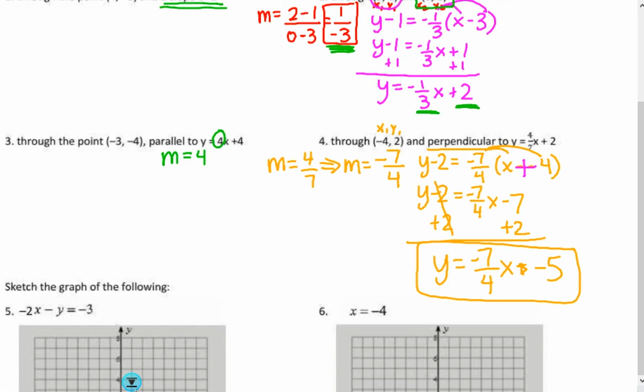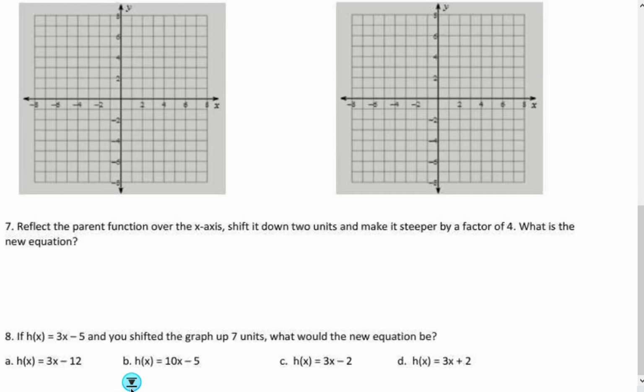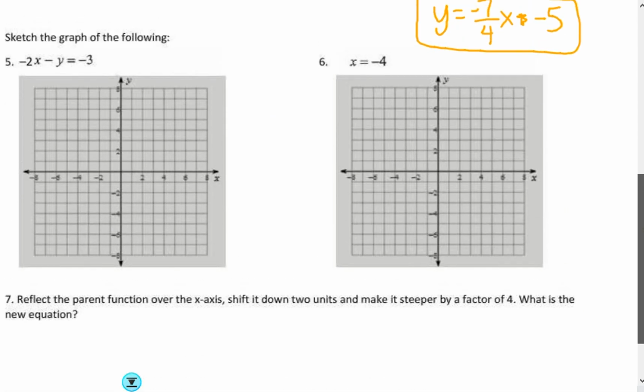Alright, shimmying down here, we're going to look at number 6. On number 5, real quick, make sure that first, before you solve this thing, that you solve for y.